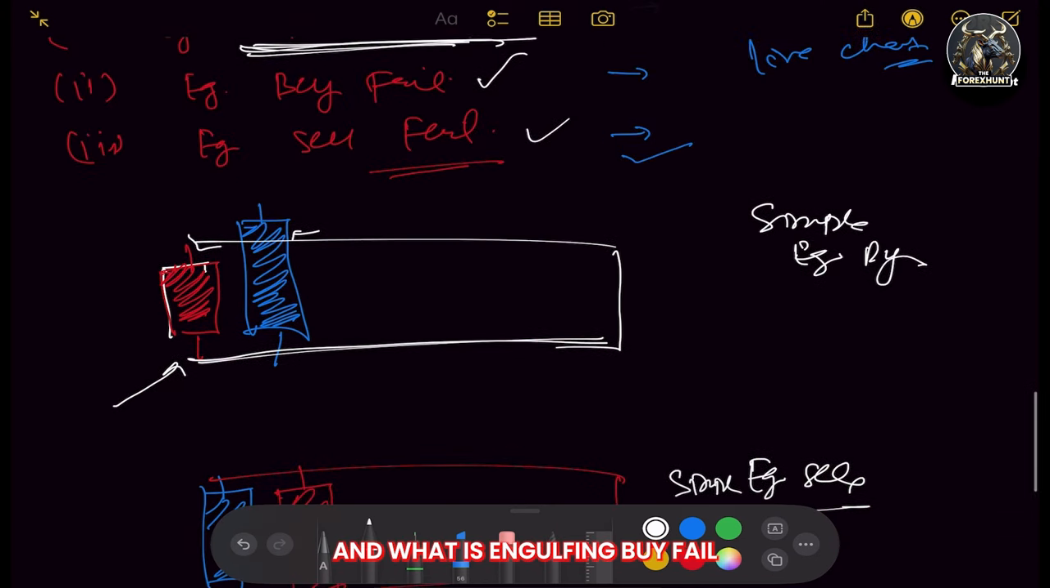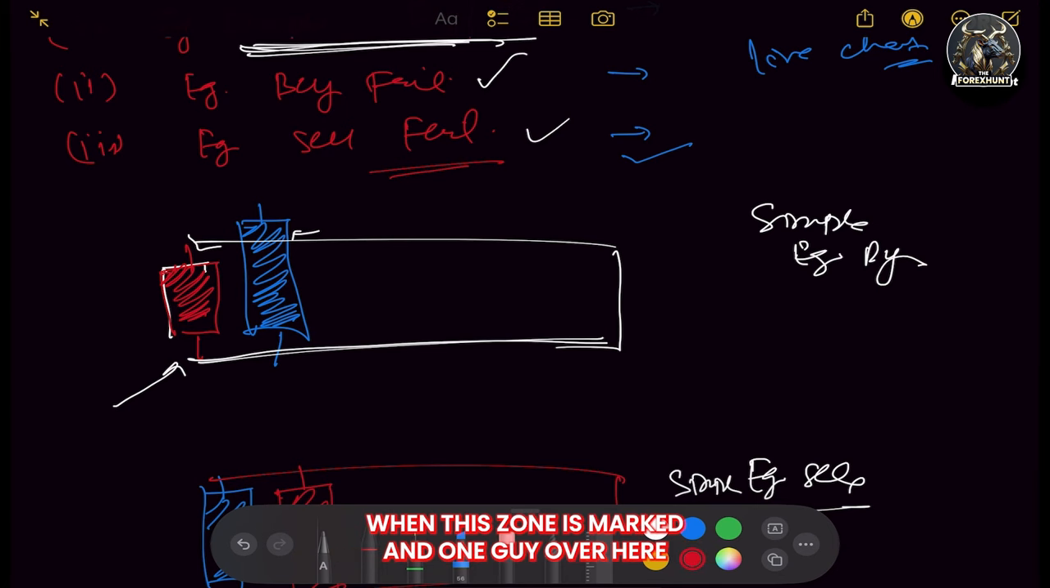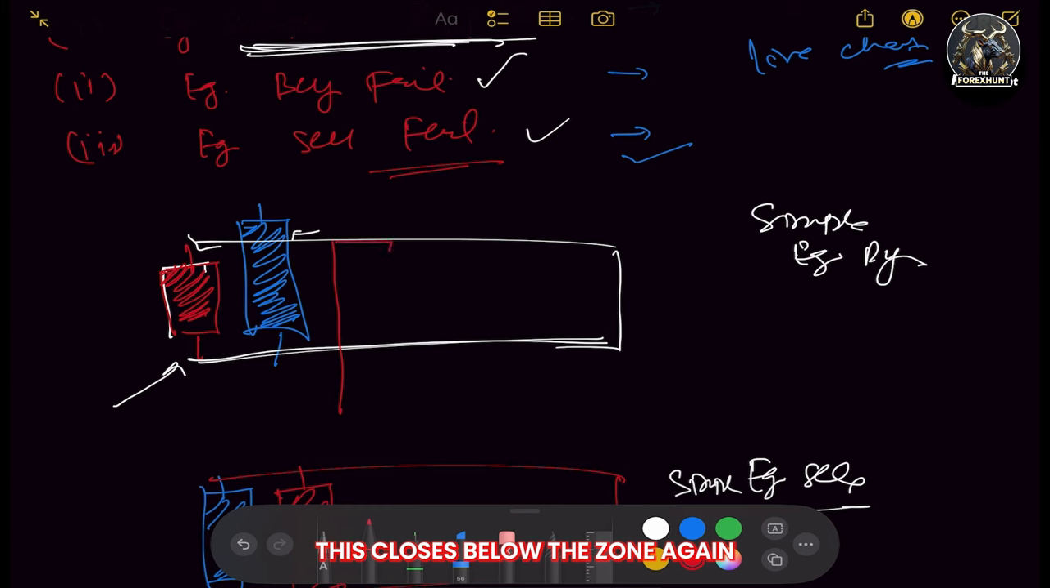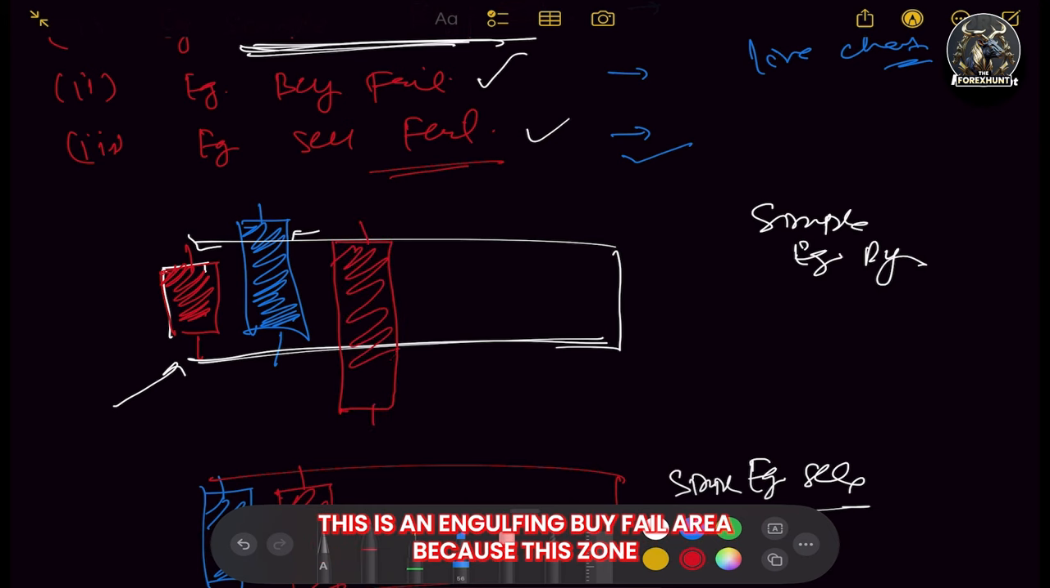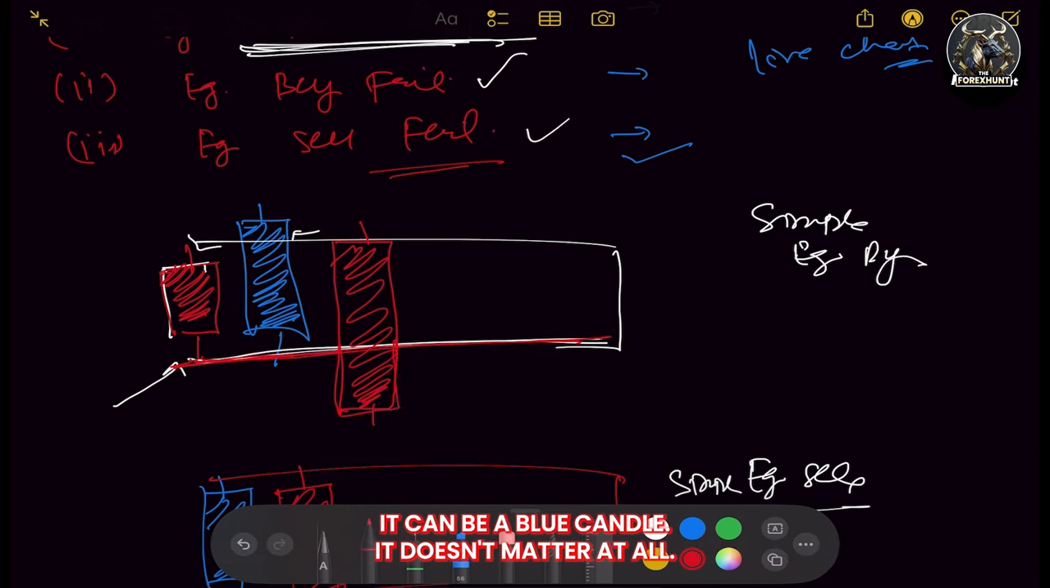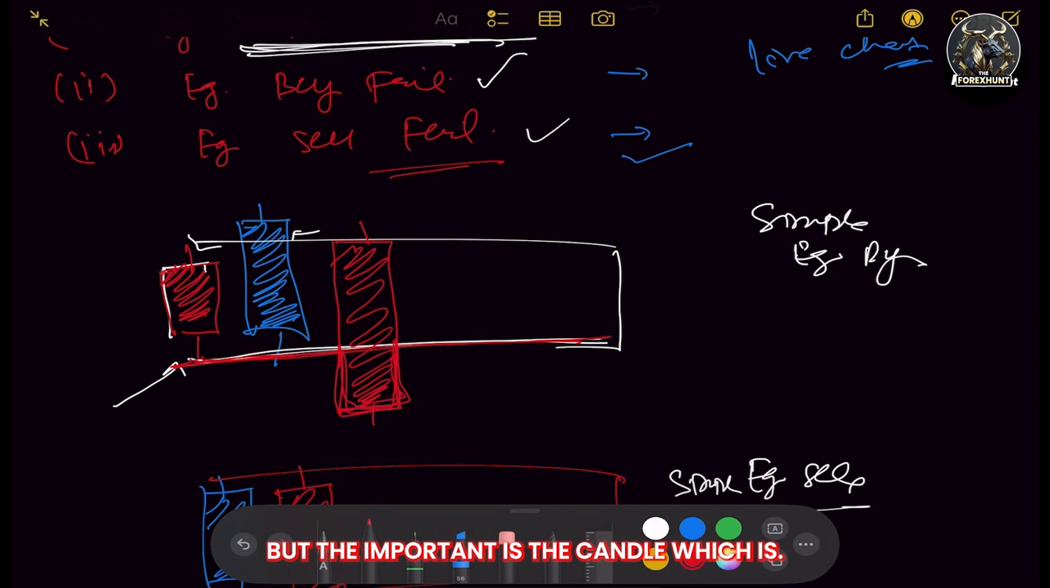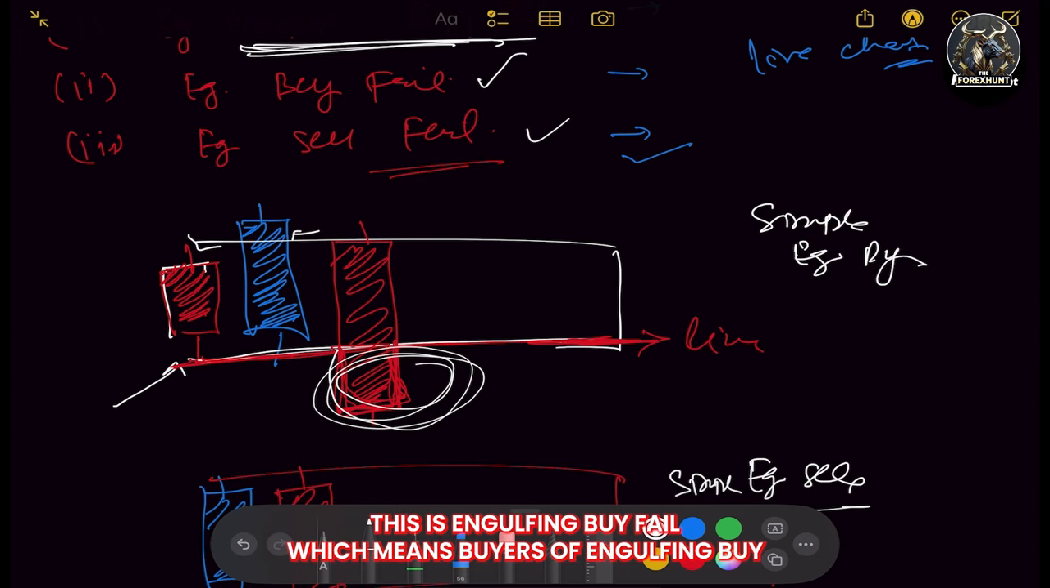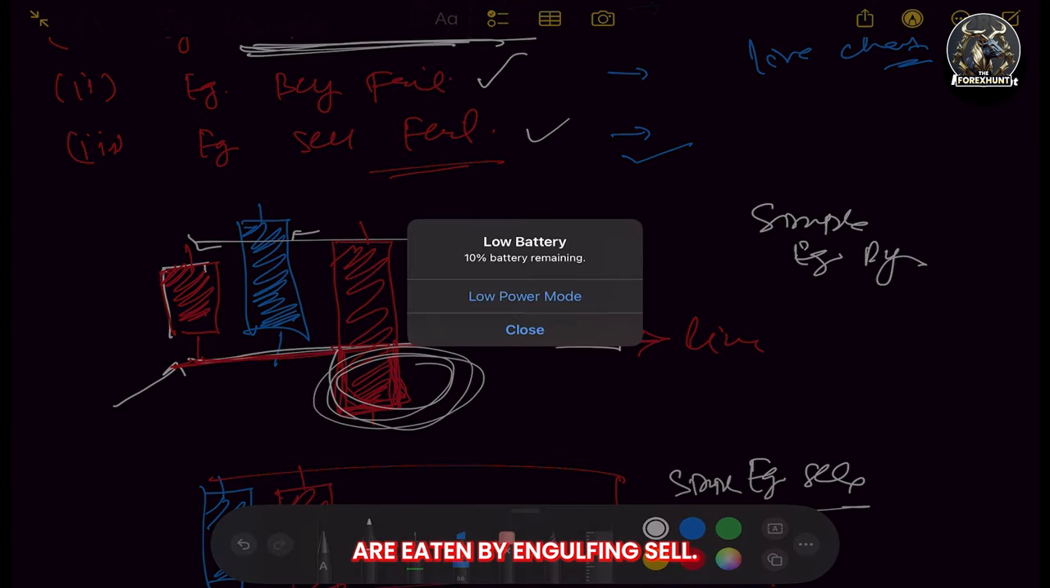And what is an engulfing buy fail? When this zone is marked and a candle over here closes below the zone again, this is an engulfing buy fail area, because the line of this zone is broken by a seller's candle. It can even be a blue candle, it doesn't matter, but the candle closing below the zone should close its body, not its wick. The wick is not important, the body closing below the zone is important. So this is an engulfing buy fail, which means the buyers of the engulfing buy are eaten by the engulfing sell.